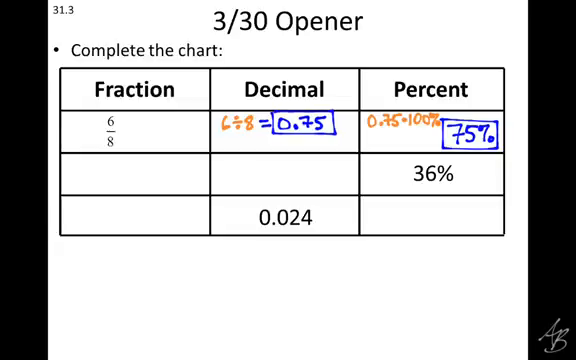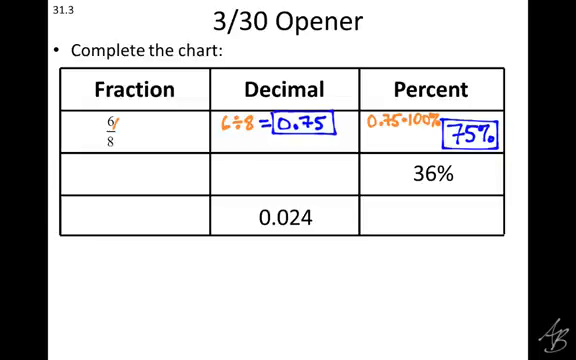Now, there's one other thing I want to do with this row. I like our answer for decimal, I like our answer for percent, but I actually don't like our answer for the fraction. What's wrong with that? It's not simplified. So remember, all fractions should be simplified as much as they can as the final answer. So even though this was the problem that was given to us, it was given to us as 6 over 8, we should simplify that since we can.